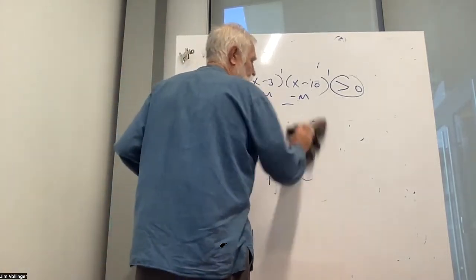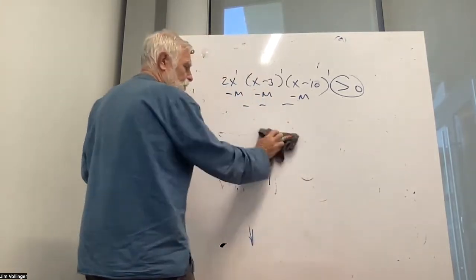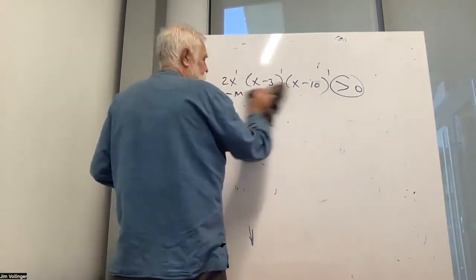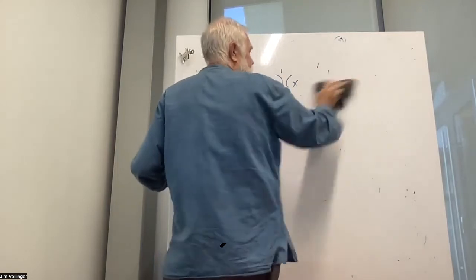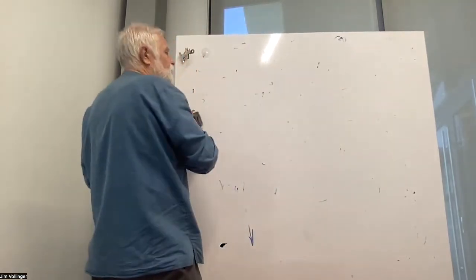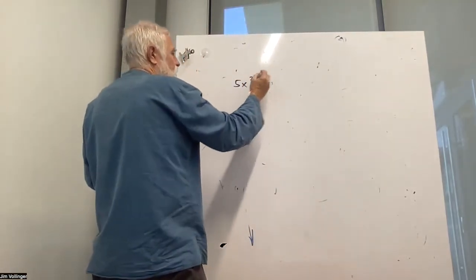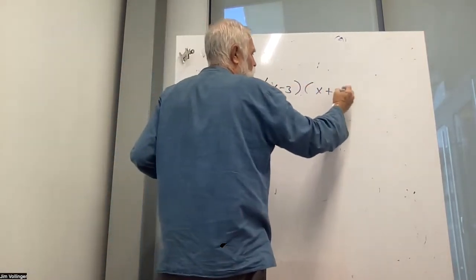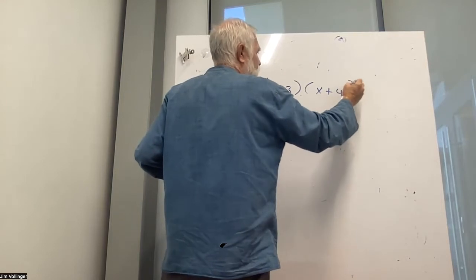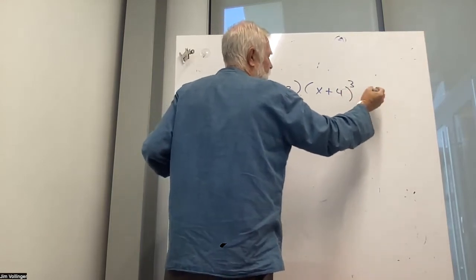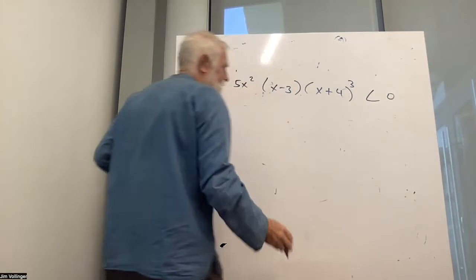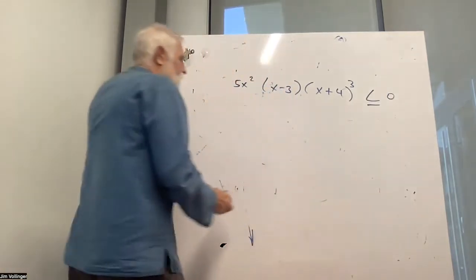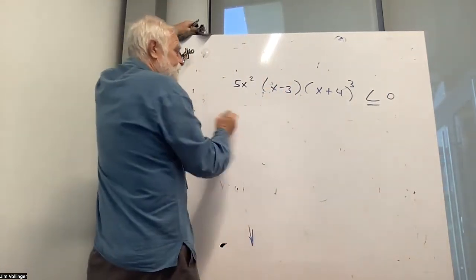And I'll be showing you that, but right now I'm only holding you accountable for just making a sign chart. So let's do another one. Let's do 5x squared times (x minus 3) times (x plus 4) to the third. Let's be, I forget what I did the last time, less than or equal to 0. All right, so that's even.